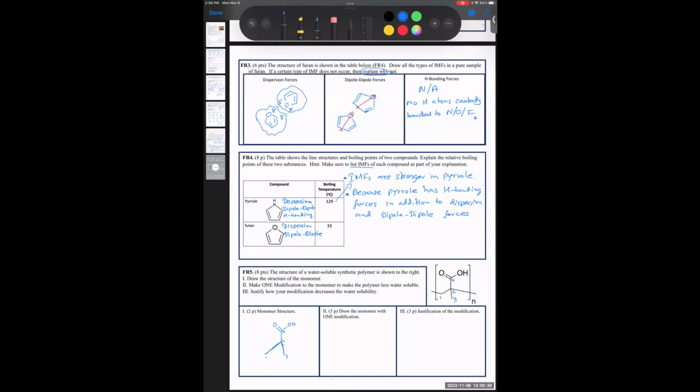Now, when we draw the monomer from the polymer, instead of drawing these 2 bonds, let me use a different color. Instead of drawing these 2 bonds that are coming out to make bonds with the adjacent monomers, I'm going to draw a double bond between the 1 and 2 carbon. So that should be my monomer structure.